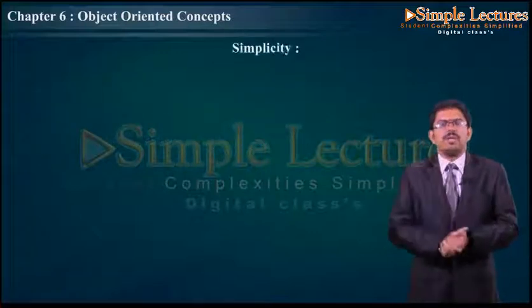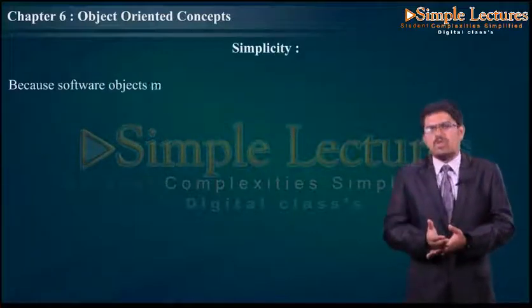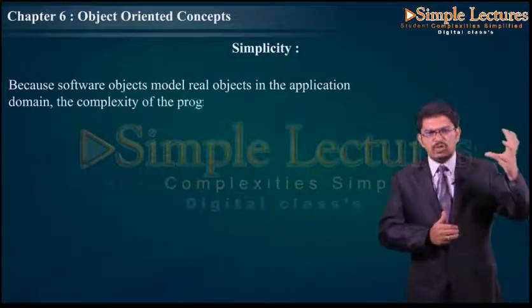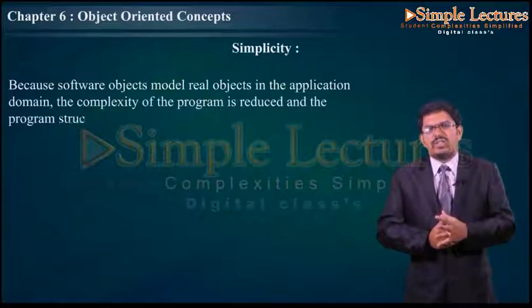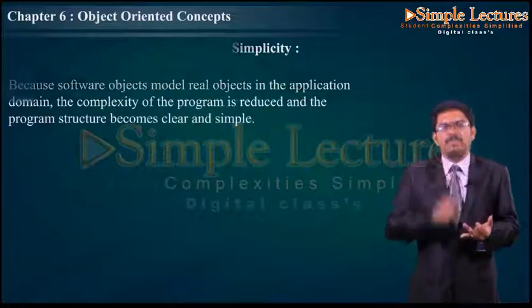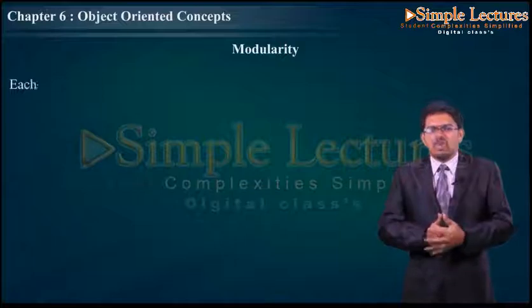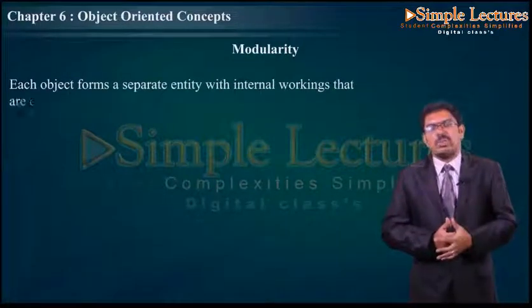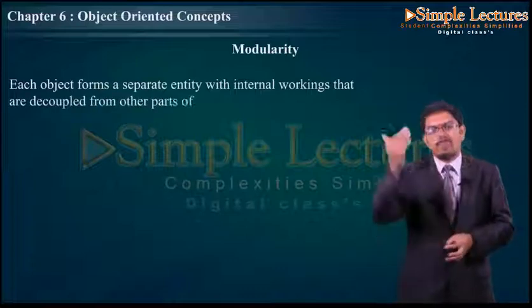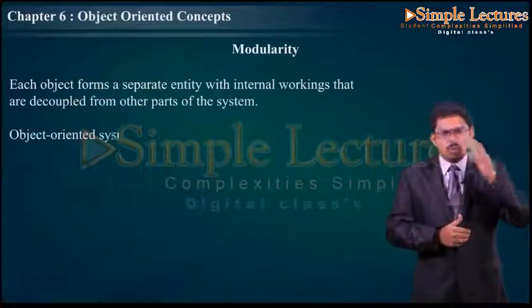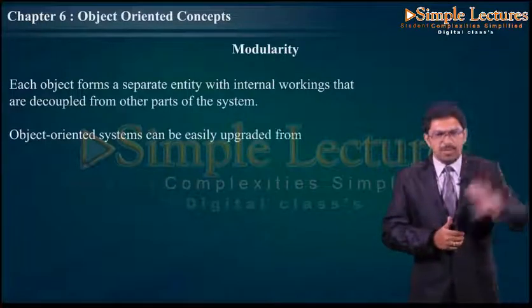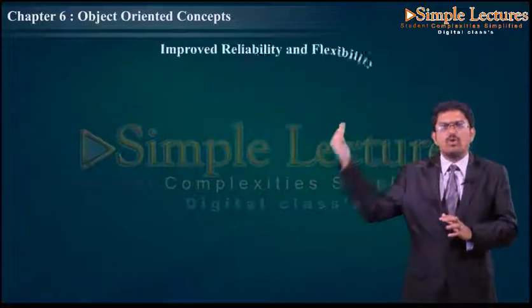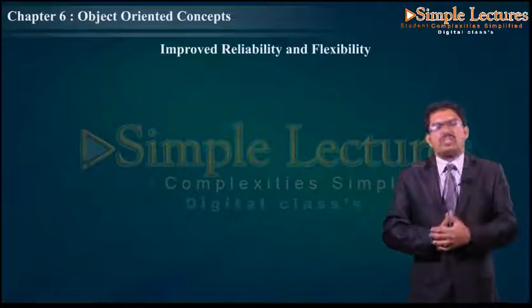Simplicity. Because software objects model real objects in the application domain, the complexity of a program is reduced and the structure becomes clear and simple. Modularity. Each object forms a separate entity with internal workings that can be decoupled from other parts of a system. Object-oriented systems can be easily upgraded from small to large systems.